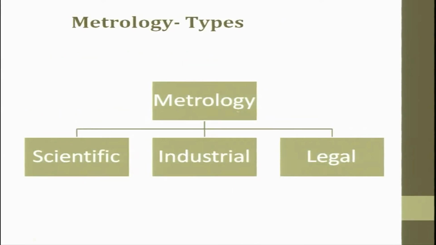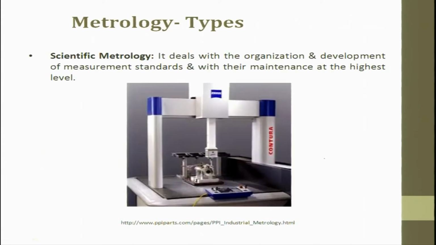When we talk about metrology, there are 3 different types of metrology. The first one is called scientific metrology, the second one is called industrial metrology, the third one is called legal metrology. What is scientific metrology? It deals with the organization and development of measurement standards and with their maintenance at the highest level.